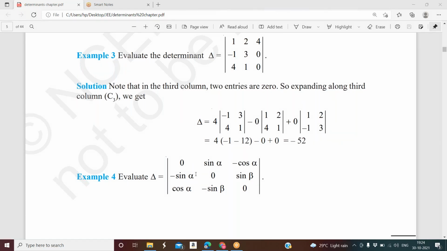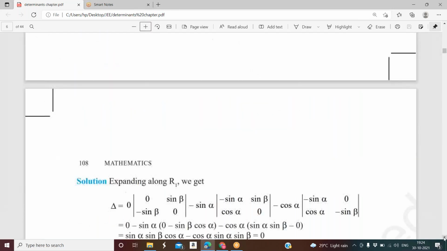See the next problem. Evaluate the determinant. The first row is 0, sin alpha, minus cos alpha. Second row is minus sin alpha, 0, sin beta. And third row is cos alpha, minus sin beta, 0. See the diagonal elements. Here the diagonal elements are 0. The non-diagonal elements are non-zero. So how to find the determinant of this matrix?